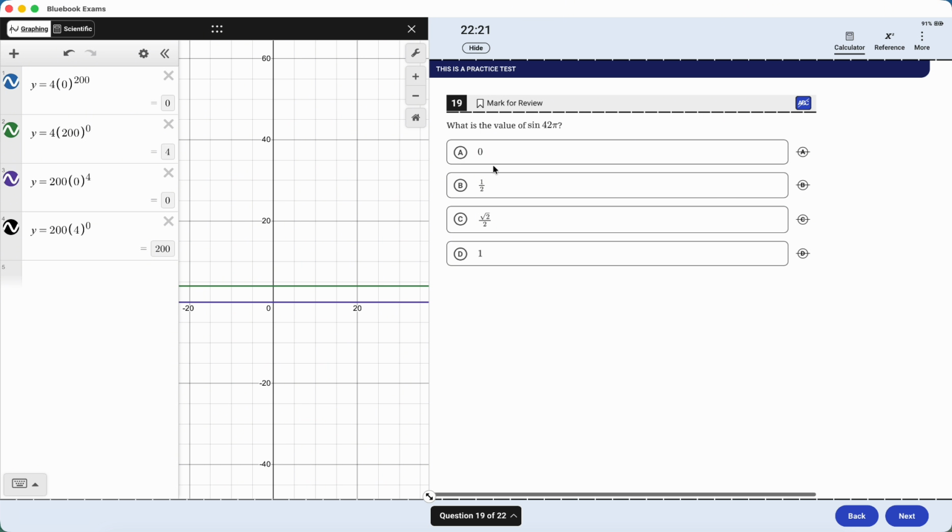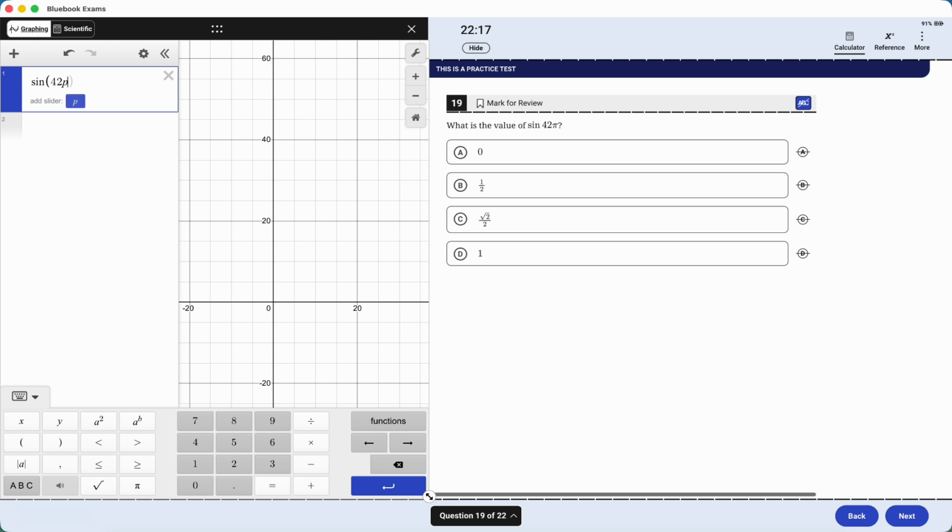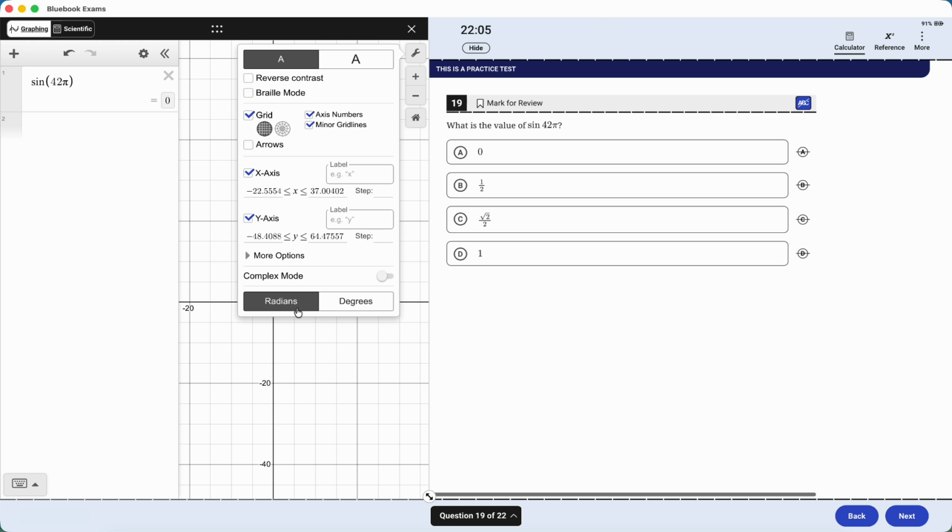Okay, next one. Simple, throw this into Desmos, right? You can literally type this into Desmos, sine 42 pi. The only thing that could go wrong is this might be in degrees rather than radians. Desmos is in radians by default. The way you change that is up here in this wrench tool. You click it, and I can go between radians and degrees. If I was in degrees by mistake, I'd get the wrong answer.